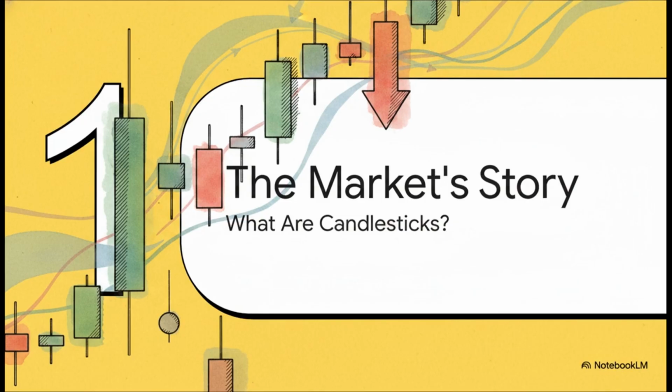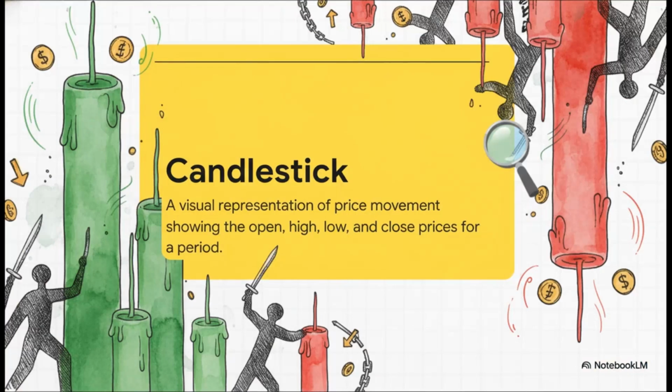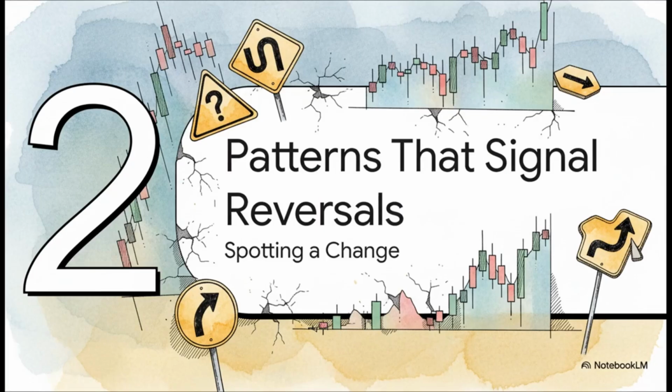All right, first things first. Before we can read the story, we have to meet the main character. So, what in the world is a candlestick, and what is it trying to tell us? Okay, think of each candle as a little snapshot of a battle between buyers and sellers. The thick part, that's called the body, shows where the price opened and where it closed. Those little thin lines sticking out, the wicks, show the highest and lowest points the price hit during that fight. And the color tells you who won. Green means the buyers pushed the price up, and red means the sellers pushed it down. Simple as that.